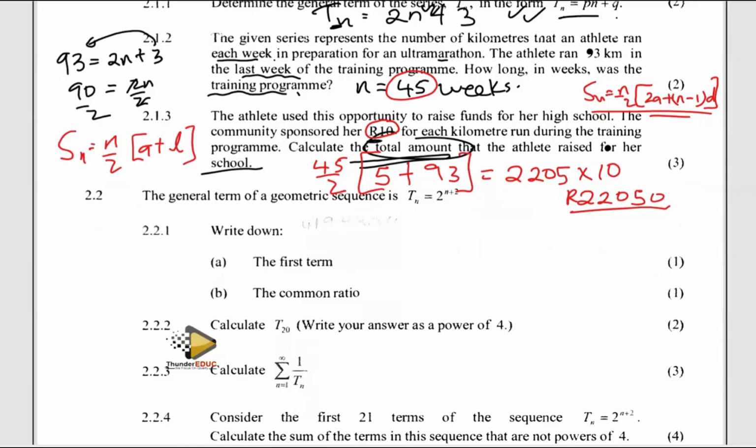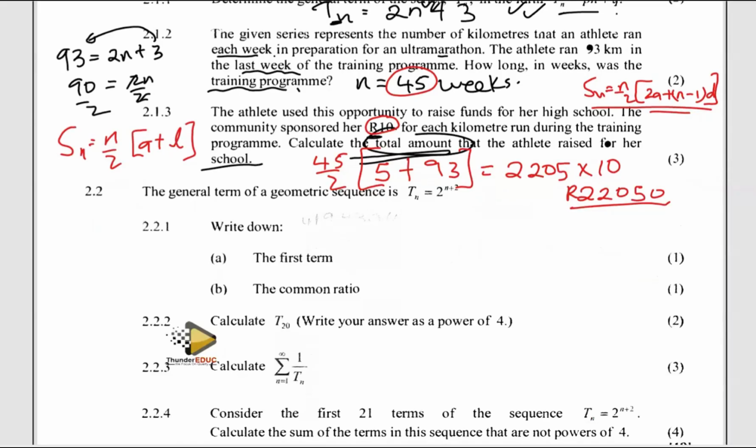All right. Then 2.2, they're telling us that the general term of a geometric sequence is given as 2 to the exponent of n plus 2. Okay. Write down the first term. So T1, we just replace n with a 1. So 1 plus 2 is the same as 2 to the 3, which gives us what? 8. Then they want us to get the common ratio.